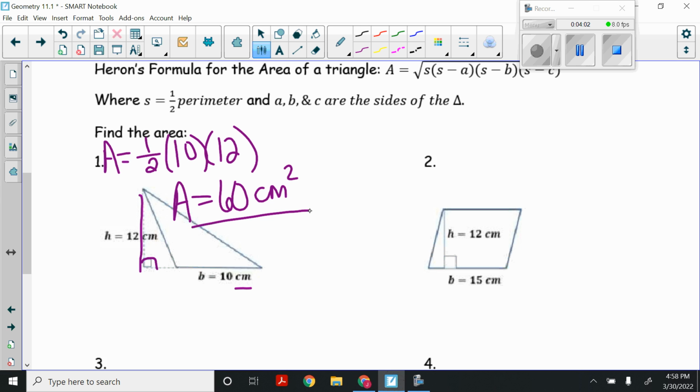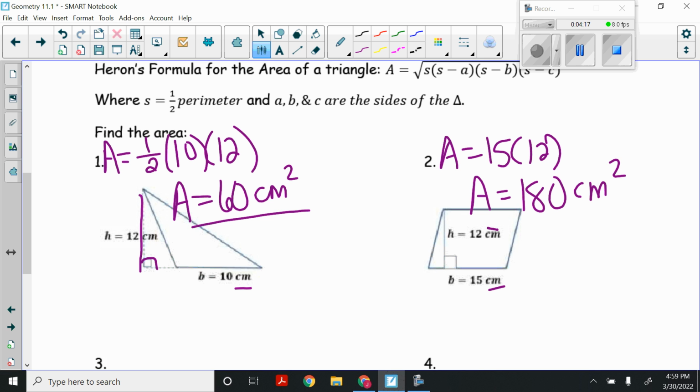Number two, we can tell that this is a parallelogram. So the area of a parallelogram is simply base times height. So the area here is 15 times 12. When I multiply those together, I get 180. Again, my units were centimeters, so square centimeters.